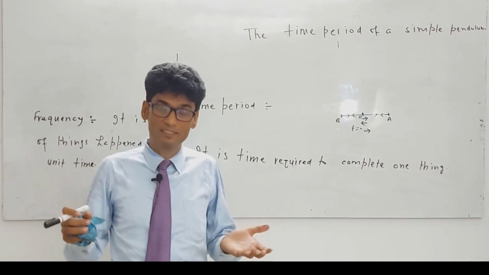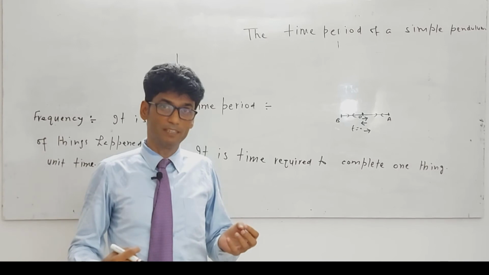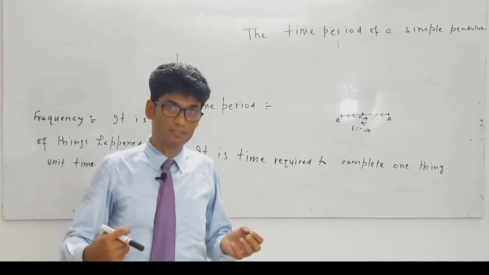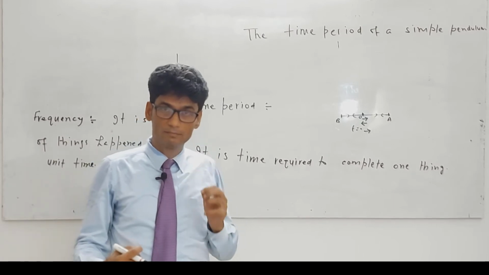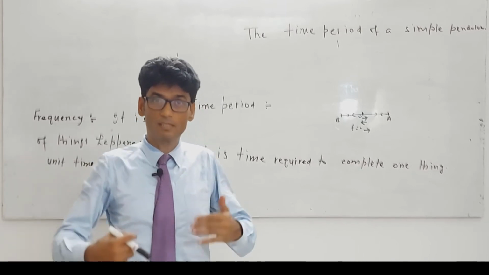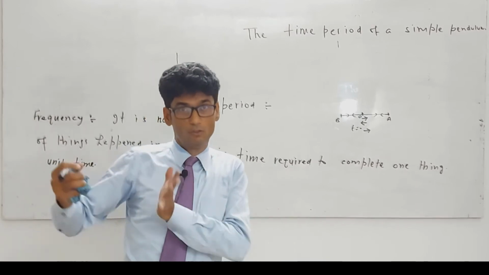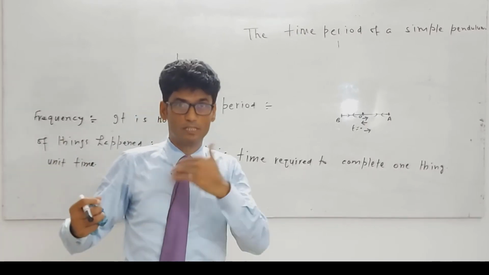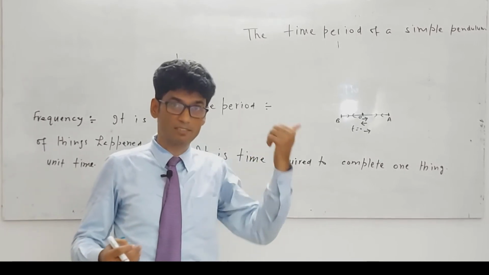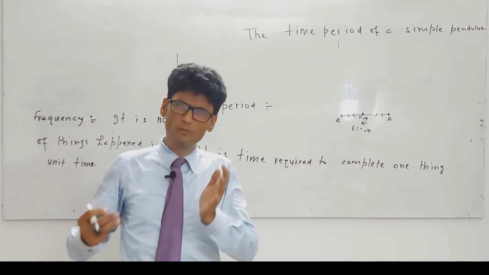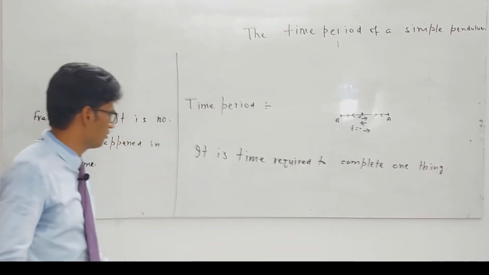24 hours. The earth rotates one complete rotation in 24 hours. Earth orbits around the sun in 365 days. So that is why it is known as frequency. Unit time is 24 hours. Unit time is 365 days. Unit time is 29 days, the moon orbiting around the earth, like that. You may take anything as per your convenience. So this is called frequency.